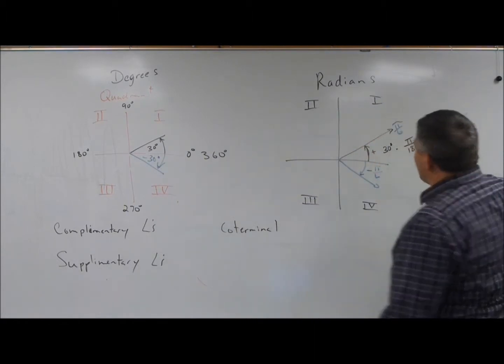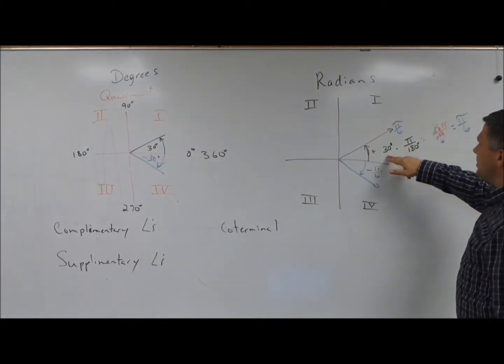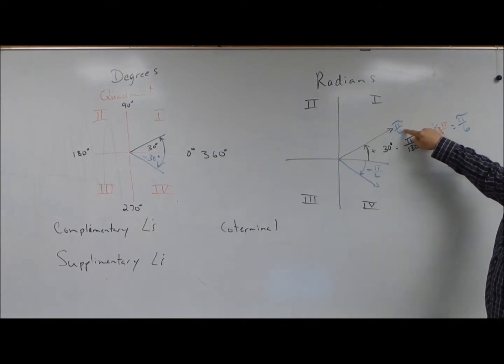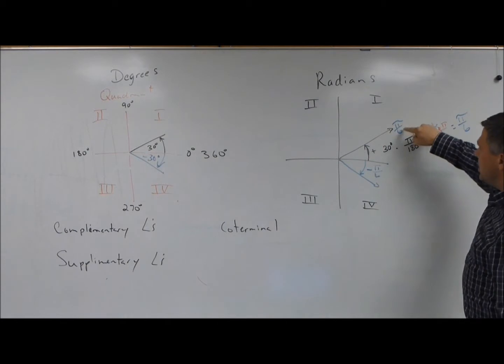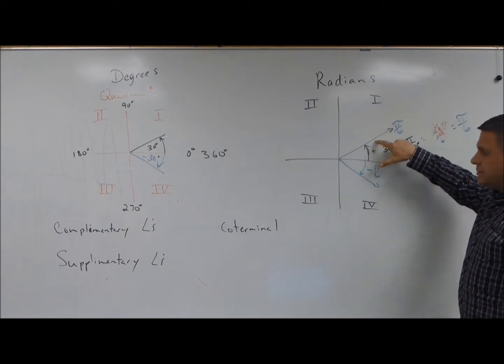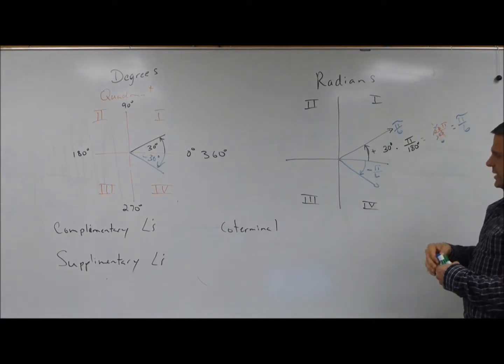And going in the clockwise direction, it's going to be a negative 30 degrees. Now when we talk about radians, 30 degrees is actually pi over 6 in radian terms. So as a radian, we're talking about a positive pi over 6 or a negative pi over 6.